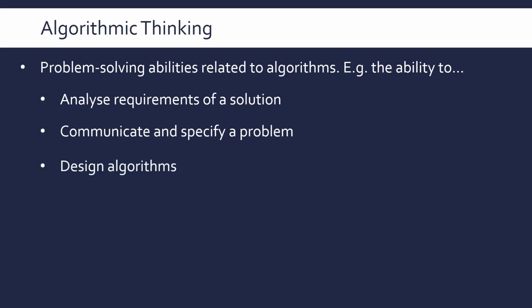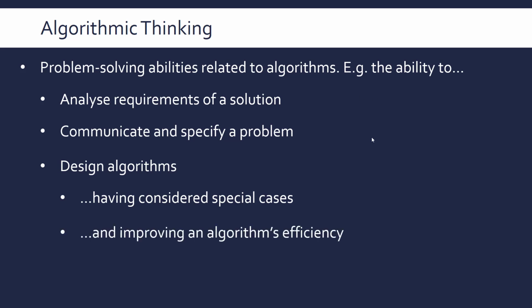Actually designing an algorithm is clearly related to algorithms and is part of this algorithmic thinking. And elements of this, like having considered special cases. An algorithm should be a general case, so it should really consider most possibilities. So you'd have to consider that as well, and also improve efficiency. It's all well and good designing an algorithm that's very inefficient, but it's never going to be used, so you need to improve efficiency and be able to recognize where an operation is inefficient and how you can make it more efficient.